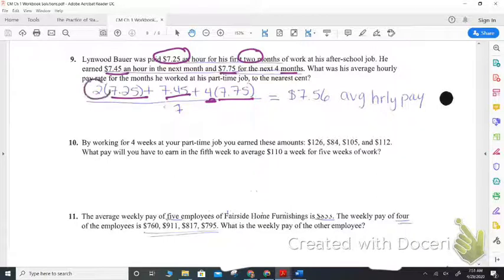Now, we had 2 plus 1 plus 4 for a total of 7 months, and then that's where we can get his average hourly rate over that entire time period.